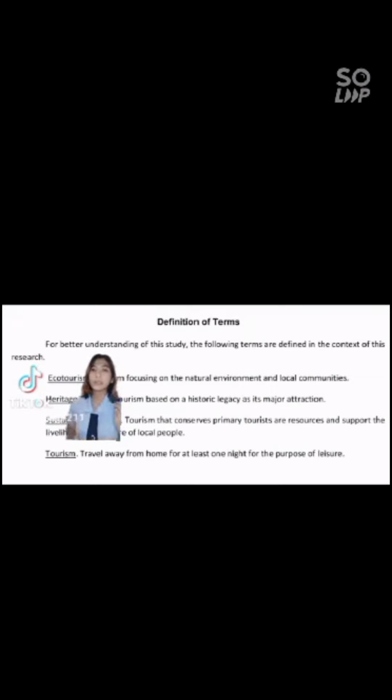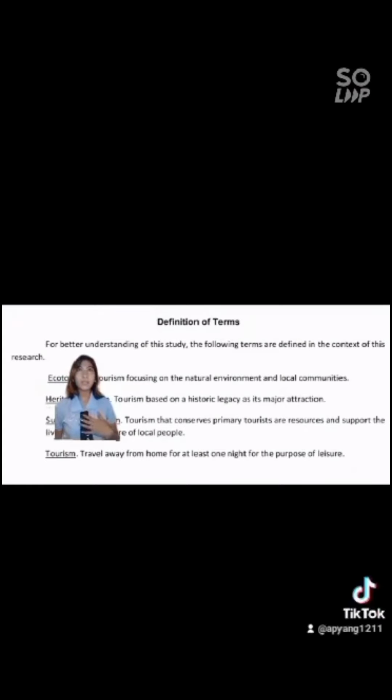So the example here is I wrote ecotourism, heritage tourism, sustainable tourism, and tourism, which is very relatable to our course. I defined them based on conceptual definitions because I based them on the internet. But in writing our definition of terms, we have to be operational. Operational means based on our study, based on how we use the terms in our study. Second, as you can see, I wrote the definition of terms in alphabetical order, and that is mandatory.